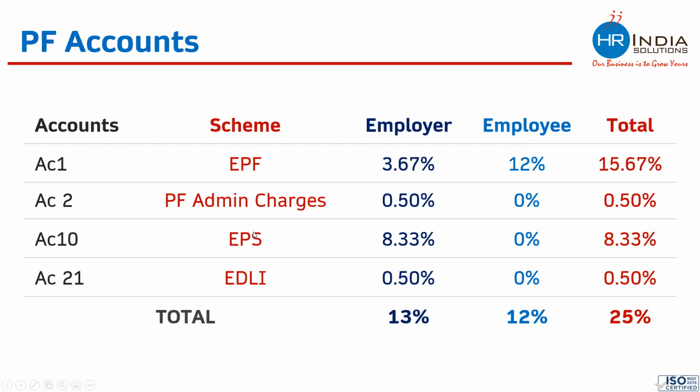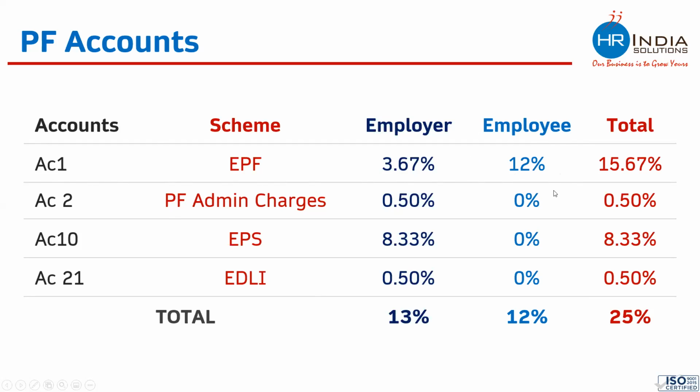Account number two, that is PF admin charges. Like I said, the employee is contributing in only one scheme, only one account, that is account number one, the PF scheme only, right? And that entire 12% goes in that account number one. The employer is the one who is responsible for the contribution in all other schemes and accounts, right?